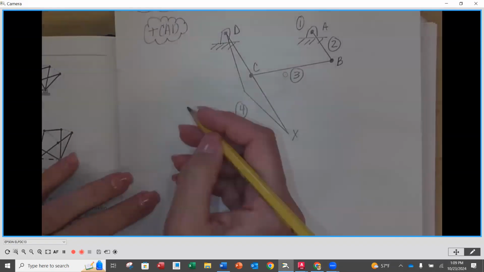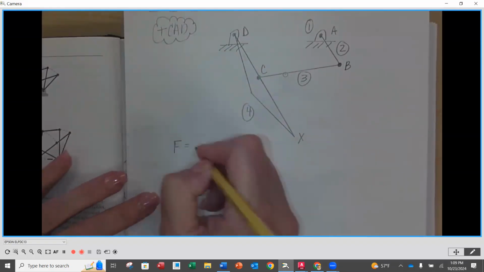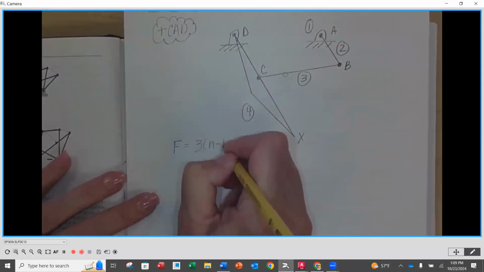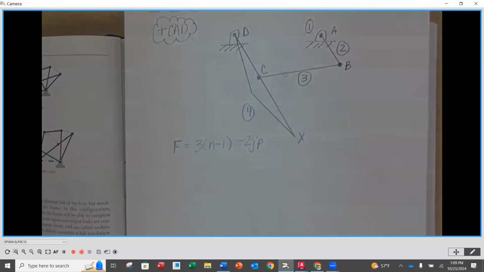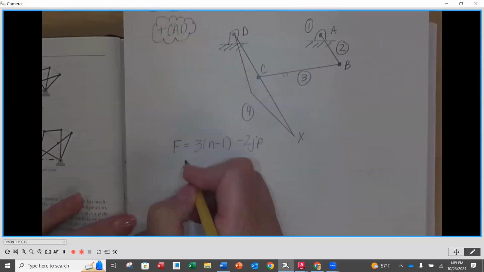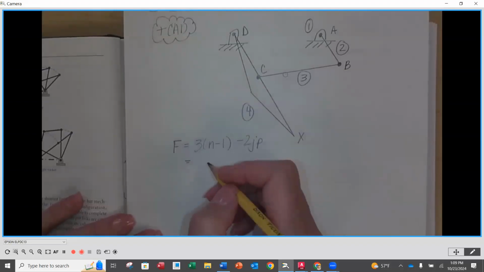Okay. So let's see. We have F is equal to 3 times N minus 1 minus 2 times JP. So I'm repeating this again: you have to write the equation out for each and every one of these. Yes, for each and every one. And then what you're going to do is add in the numbers.